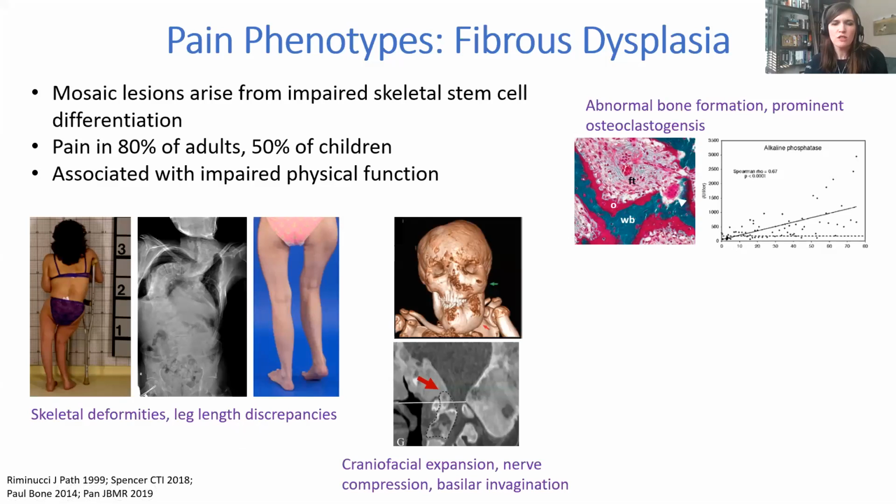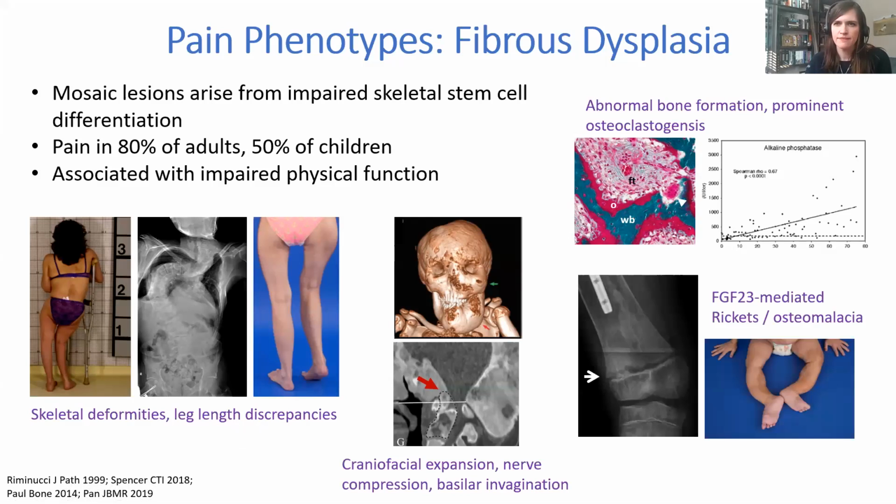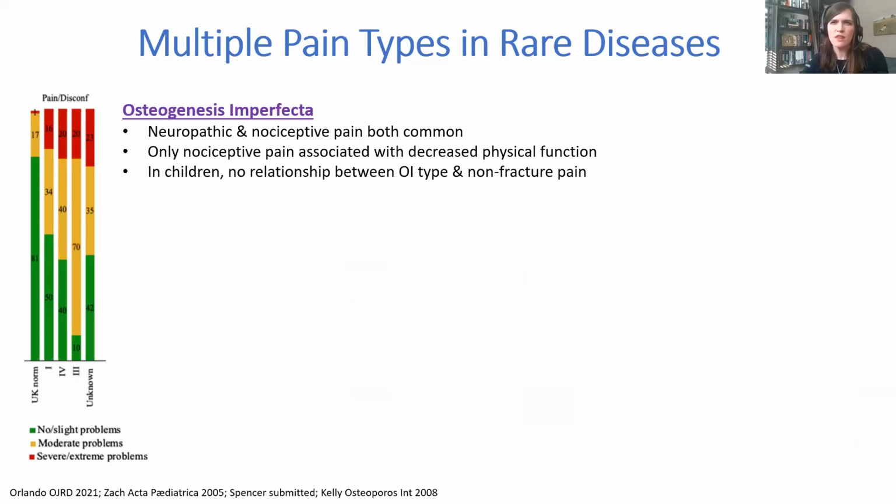We can see craniofacial expression, which leads to nerve compression and other neurologic causes of pain. And also, FD tissue overproduces the hormone FGF23, which can lead to painful rickets and osteomalacia. So even within these rare diseases, we can see multiple pain types. In osteogenesis imperfecta, both neuropathic and nociceptive pain are common. However, only nociceptive pain is associated with decreased physical function. In children, interestingly, there's no relationship between the type of OI and either the presence or the intensity of non-fracture pain.